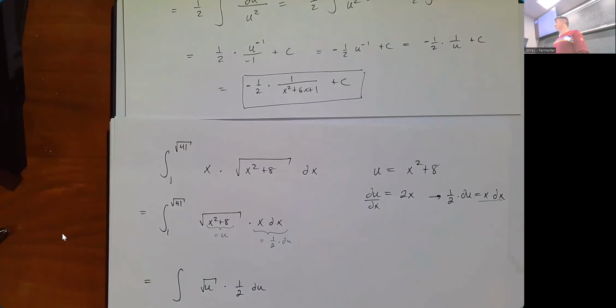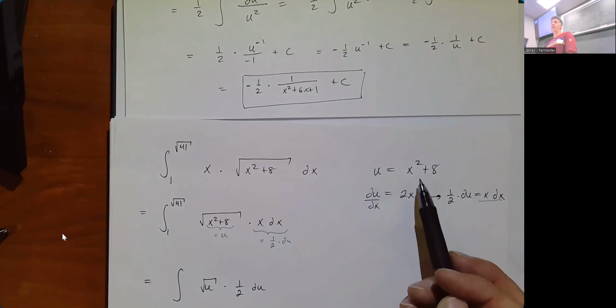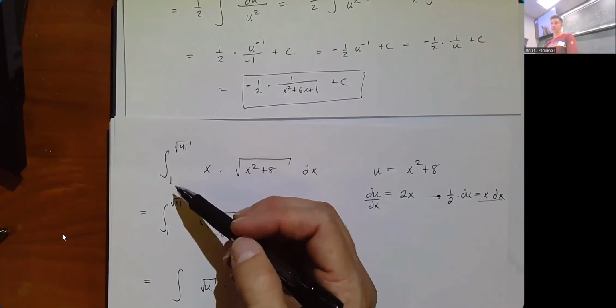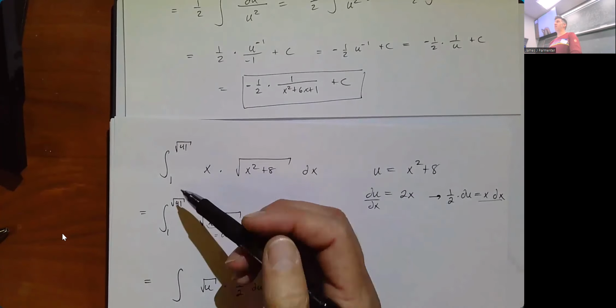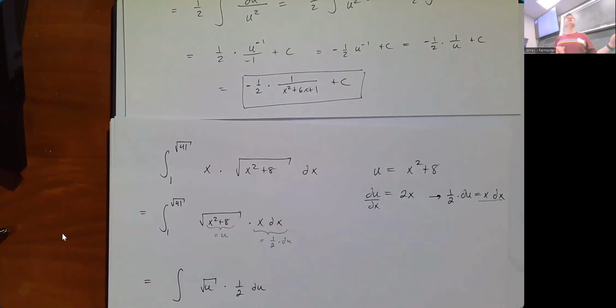There's a couple ways people like to do this. And most people, I think the better way is to change your limits of integration. So you could do this problem where you did the integral and then plugged back in u equal to x squared plus 8, and then plugged in x equal to the square root of 41 minus x equal to 1. But it's kind of a lot of going back and forth. The easier, more compact way is to actually change the values of u.